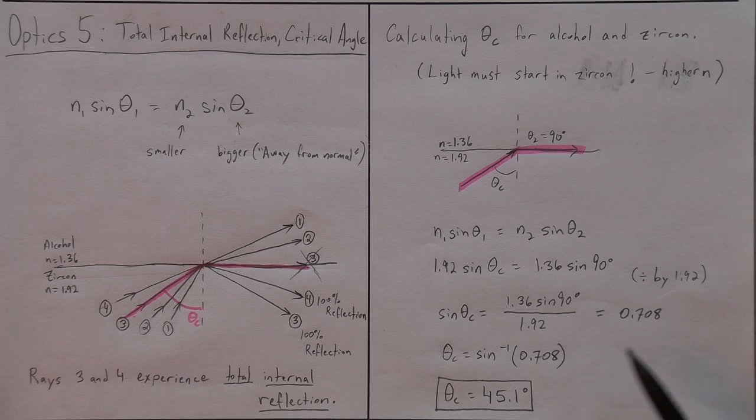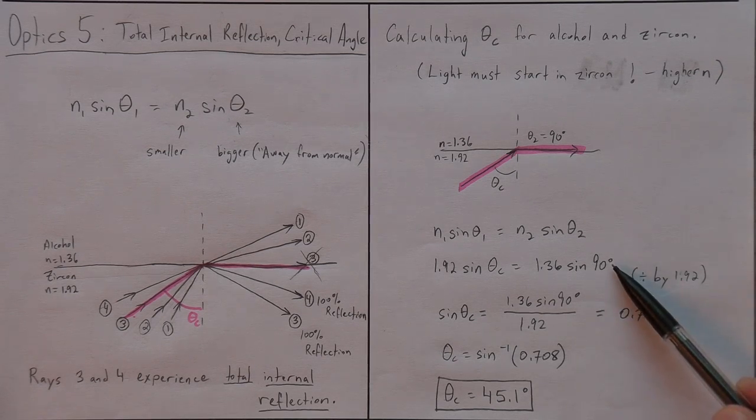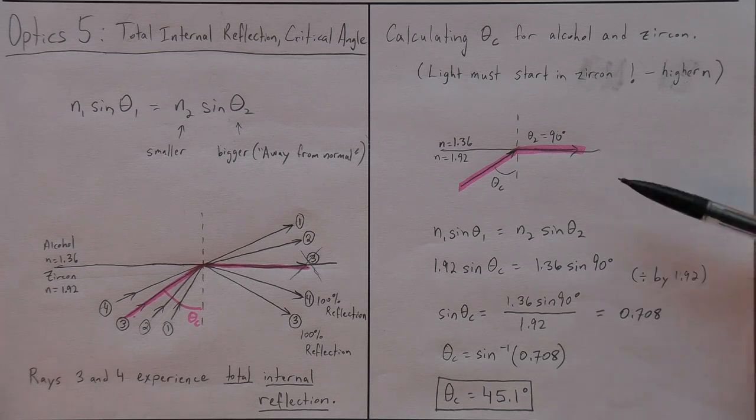I divide both sides by 1.92. I punch this all into a calculator, I get 0.708. And then I do the inverse sine of that, and I get 45.1 degrees. A reminder on the Regents: if you leave these little degrees off, you're going to get 1 out of 2, 50% on this problem. So everything here has to be here.